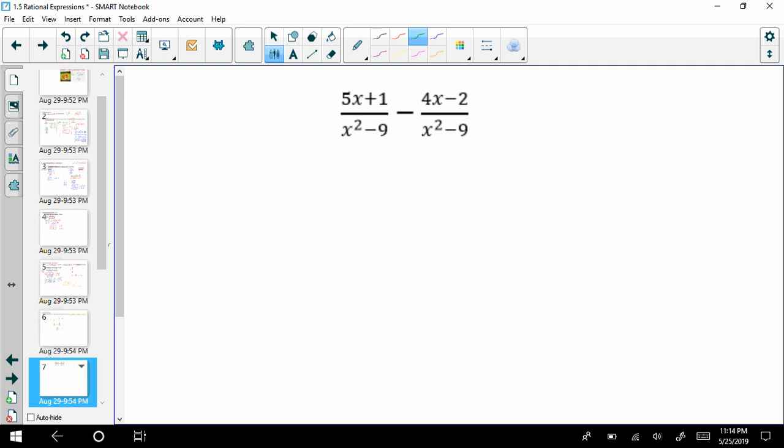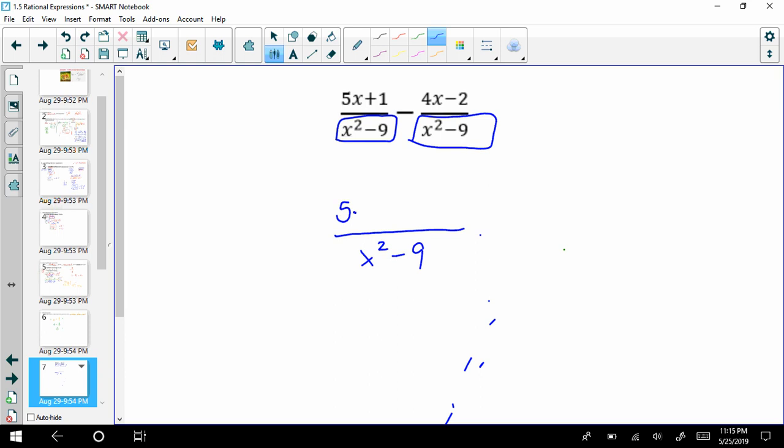It's the same concept for rational expressions. So let's look here. This first guy. Here's the denominator. Here's the denominator. Now, good news. They are the same denominator. So I can actually go ahead and combine these right away. So here's my common denominator. And now let's combine them.